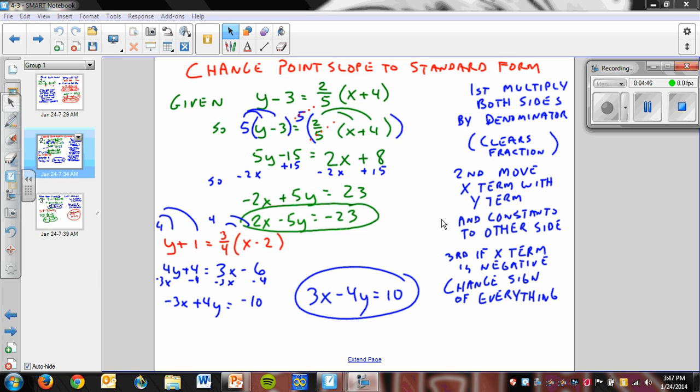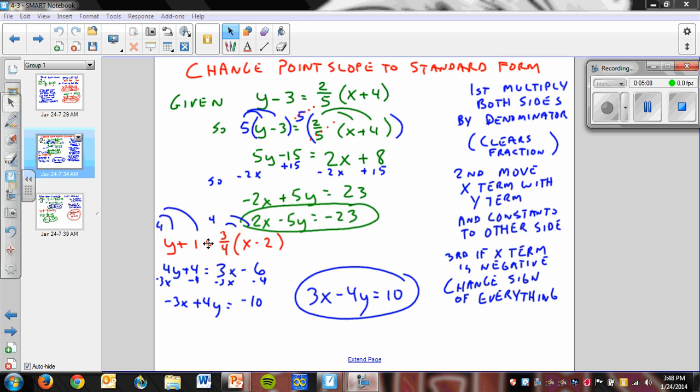Now this says over here, if the x term is negative, change the sign of everything. So that says -2x, we want that positive. Positive becomes negative, negative becomes positive. Everything has to change because we want a positive number right here. Okay.